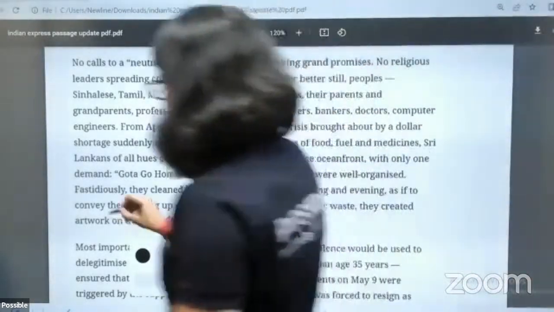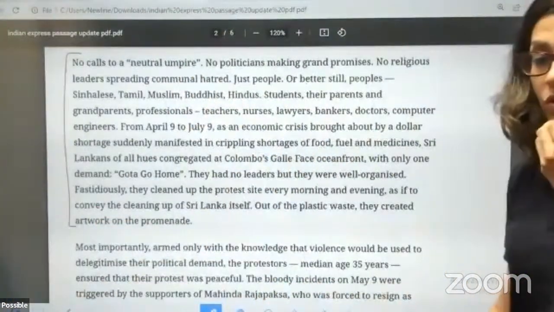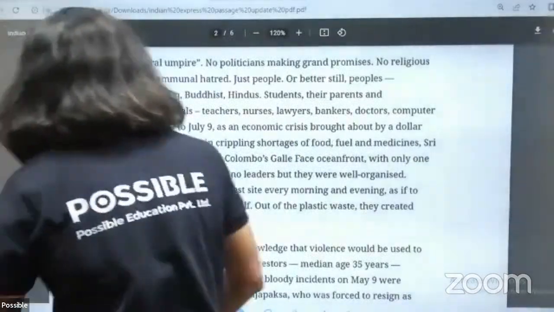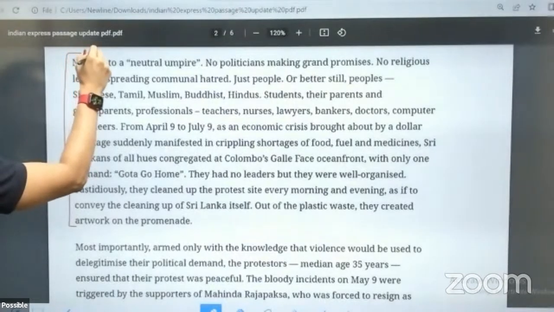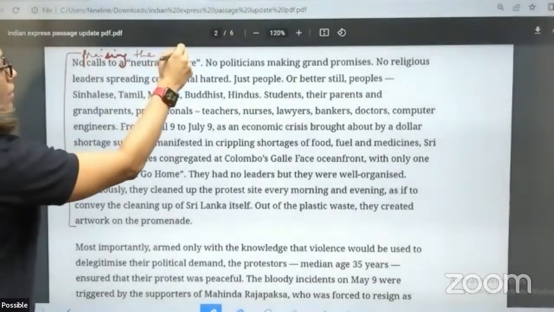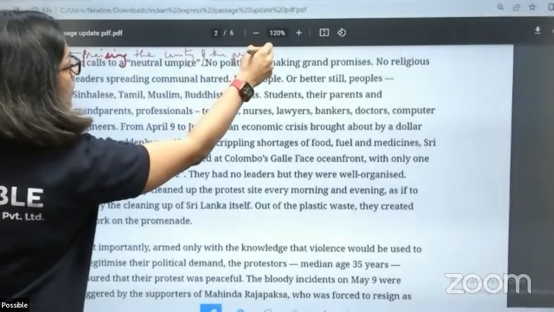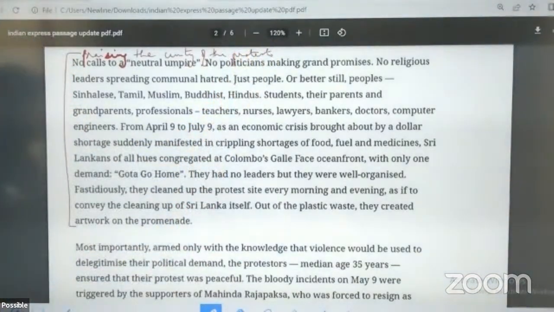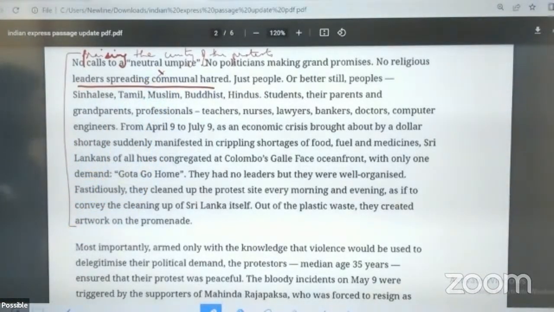All right. What is the note for the first paragraph? Let's write down the notes for the first paragraph, guys. In the first paragraph, the author seems to be praising the unity of the protests. Do you agree? The author is praising the unity of the protests. The author is saying that it wasn't a communal protest, no leaders were spearheading it.